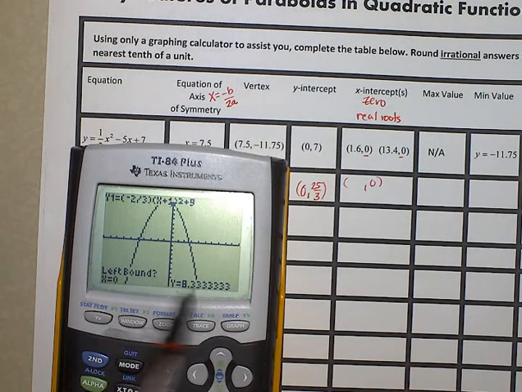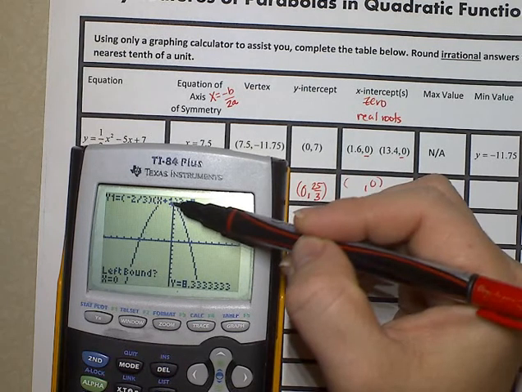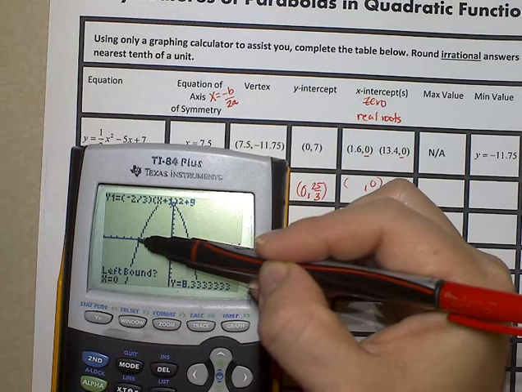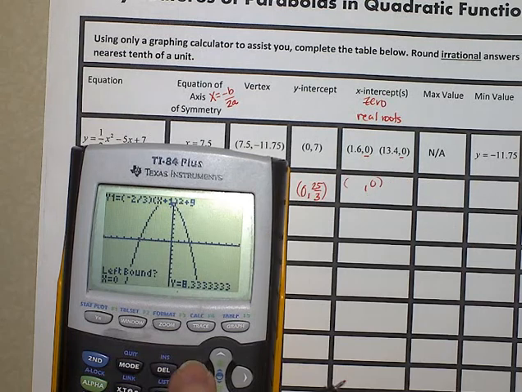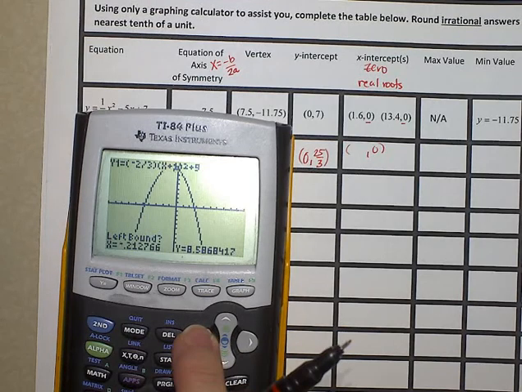Whenever we start, we're on the actual y-intercept. Do you agree the y-intercept is right here? I need to get very close to this. So we're going to use the arrows here, and I'm going to go to the left, and watch this get really close to the x-intercept.